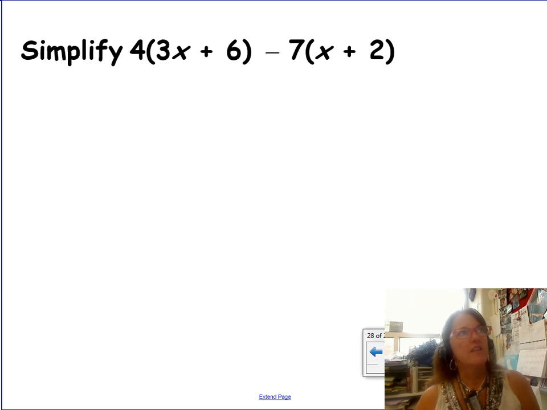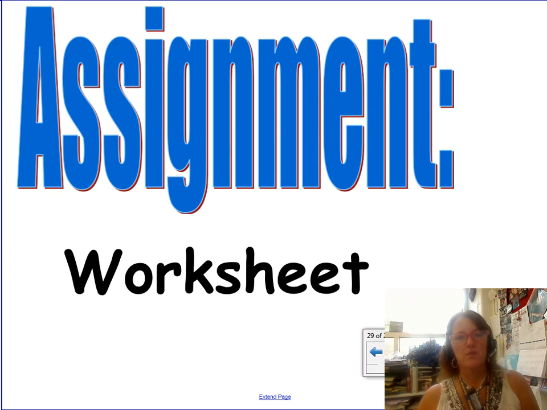Ta-da! All right. Let's just jump into the worksheet, shall we? There's a couple challenge ones on the back, so be super duper careful. All right. Distributive property, tons of fun. Just think of Angry Birds. And as always, may the force be with you.